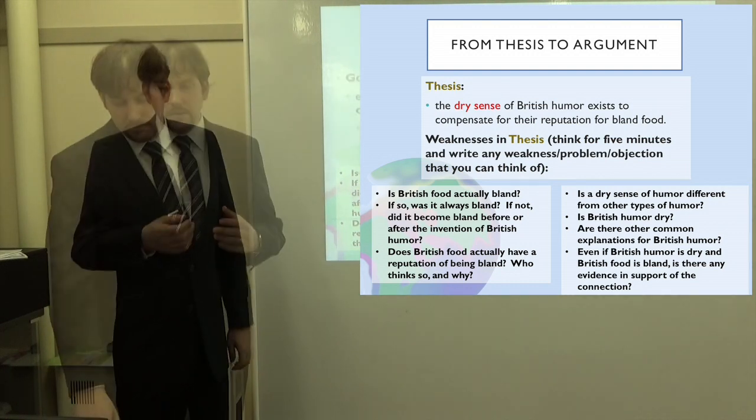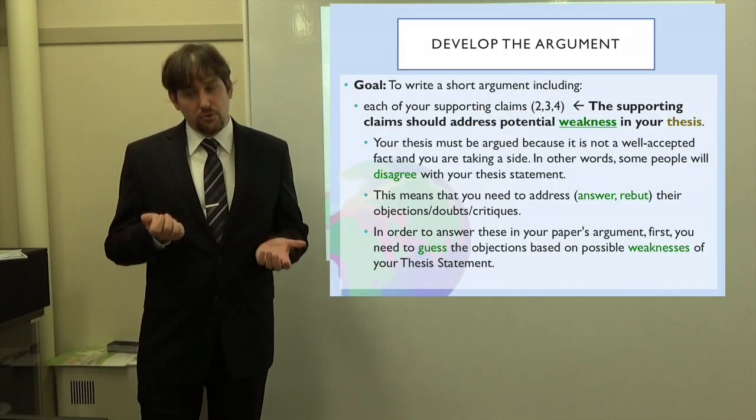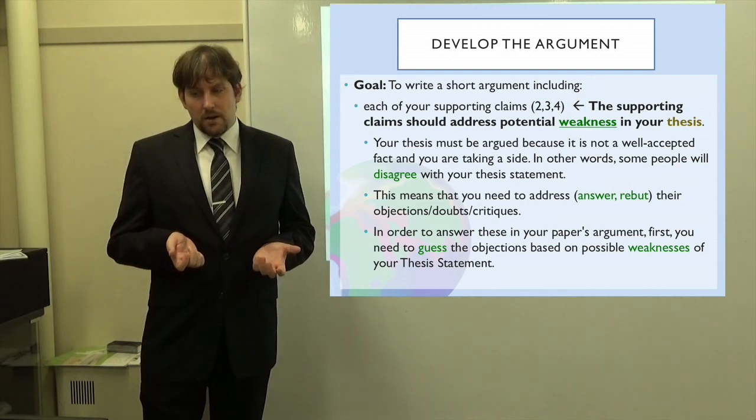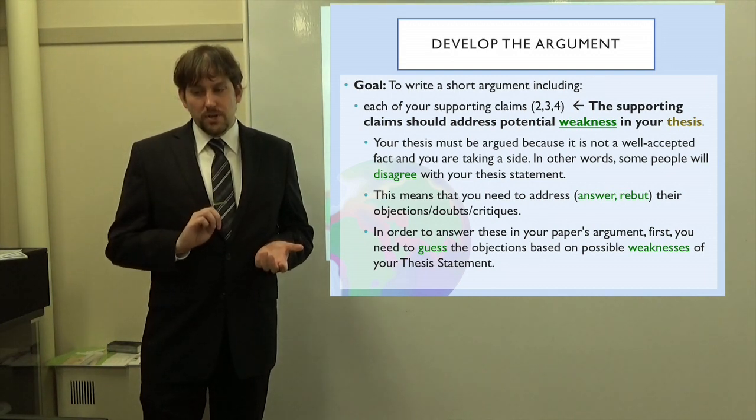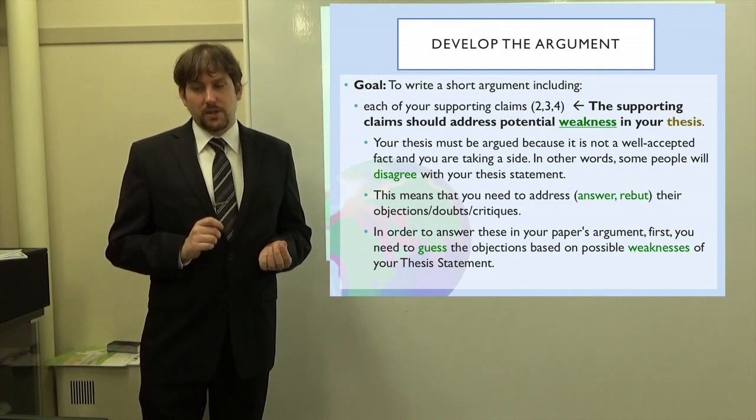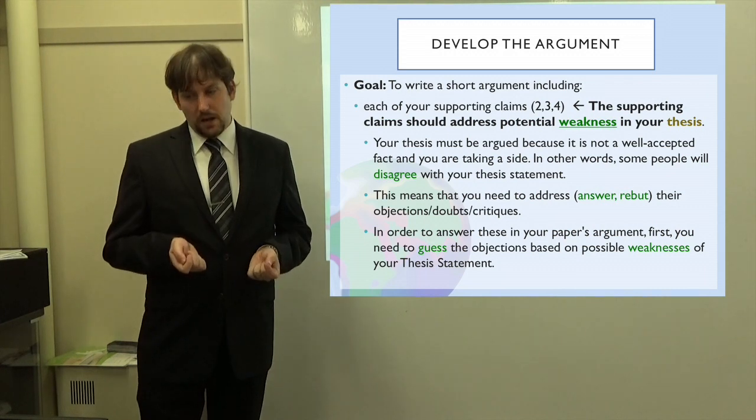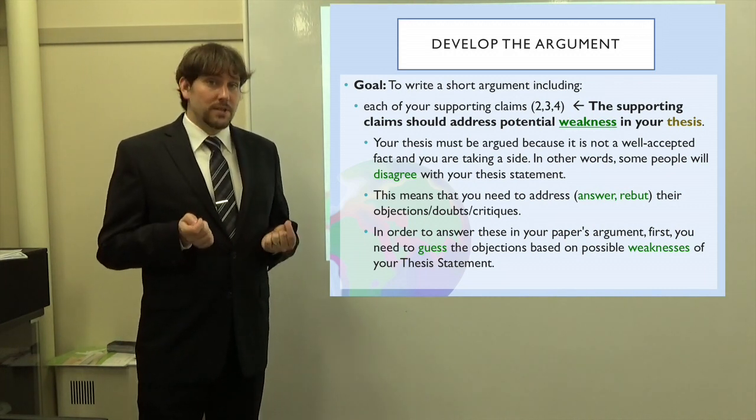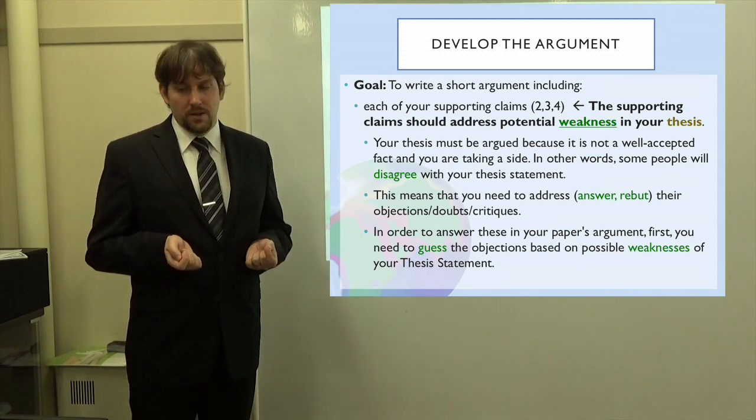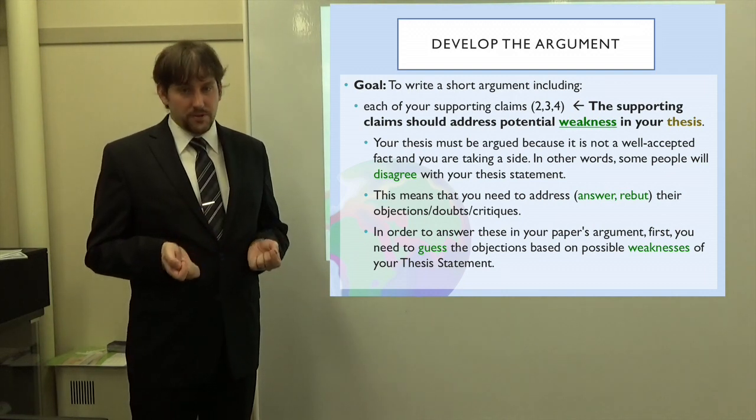Moving on. While we're developing it, we want to write a short argument. Now, each of those supporting claims should address a potential weakness in your thesis. Your thesis must be argued because it's not a well-accepted fact and you're taking a side. In other words, some people will disagree with your thesis. This means you need to address them.